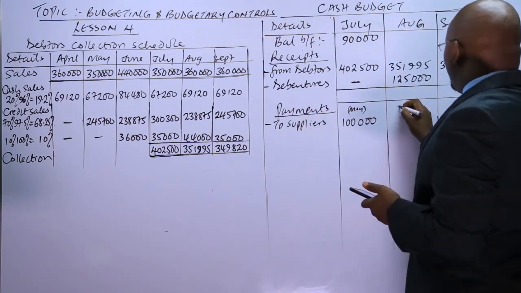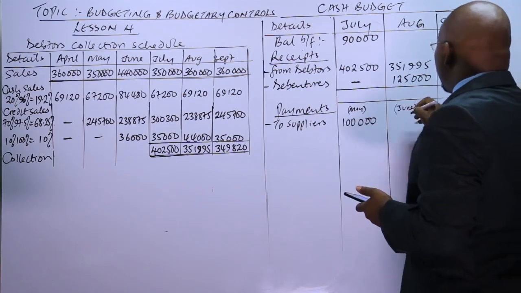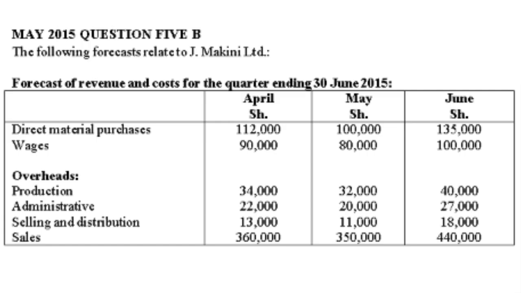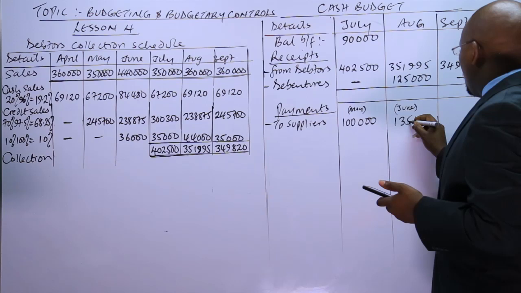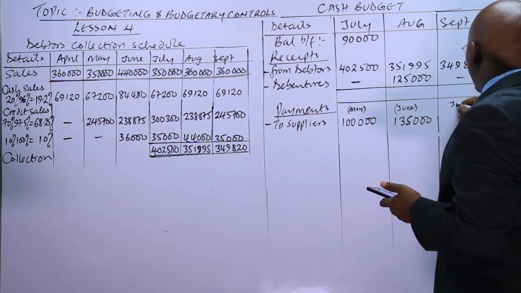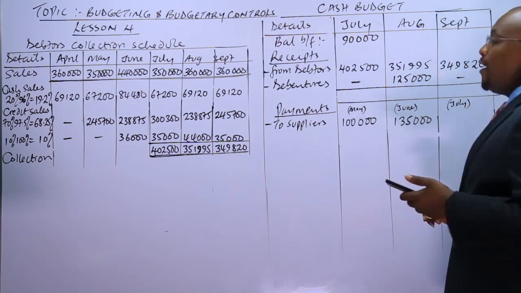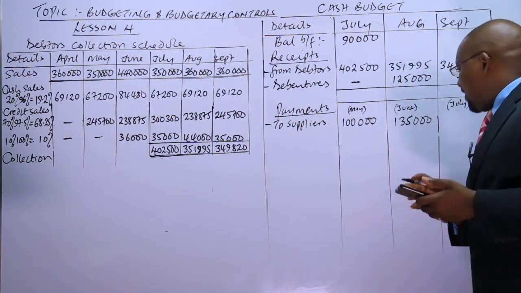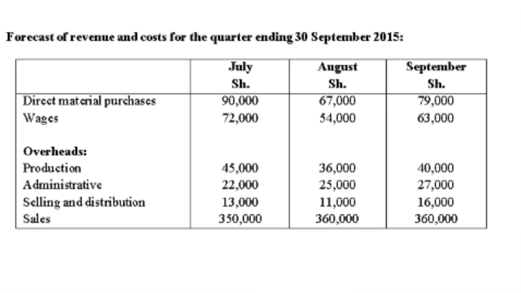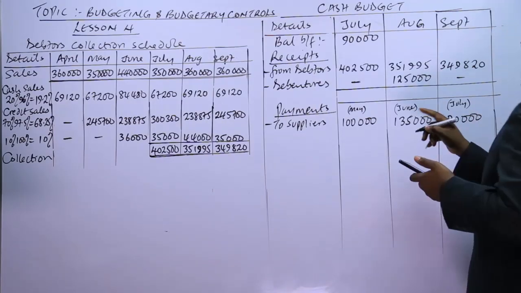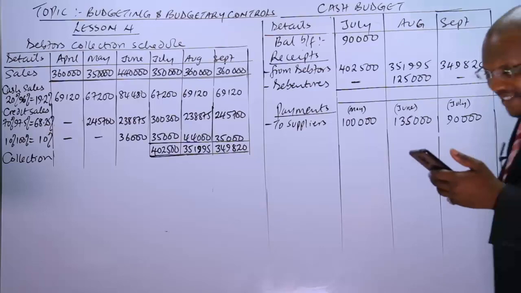For June, we make payment in August. So June purchases are 135,000. 135,000 here. And then the purchases of July are to be paid 2 months later, which is going to be in September. So the purchases for the month of July is actually 90,000. We put it here, 90,000. That's all. So we have pushed 2 months after or 2 months later.